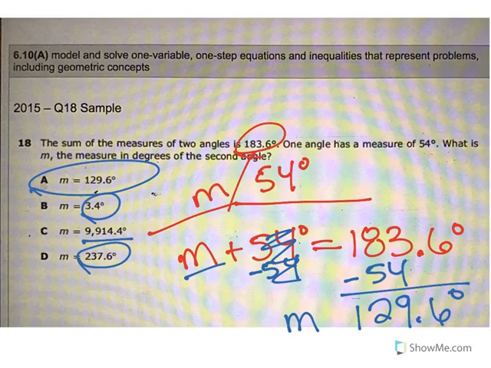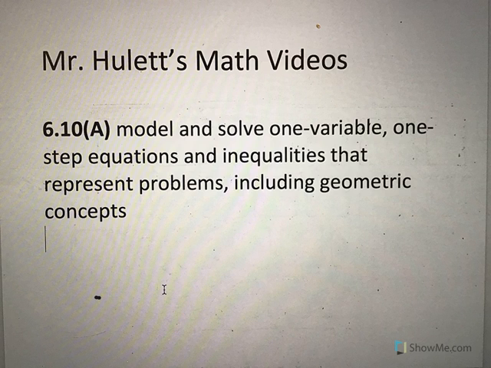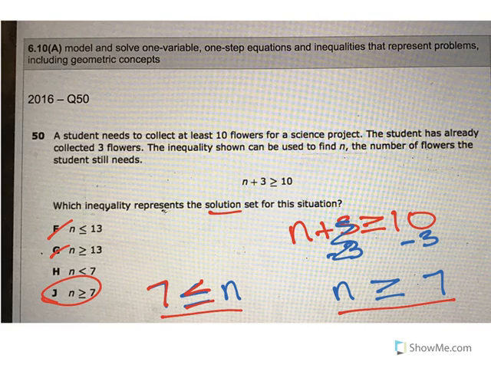All right. Well, I guess that's the last slide. So again, in this video, we talked about modeling and solving one-variable, one-step equations and inequalities that represent problems including geometric concepts. So don't forget the inverse. We need to isolate that variable. We have to keep our inequalities and equations balanced. Whatever you do to one side, you do to the other. Make sure when you have an inequality that you are always reading the variable first.